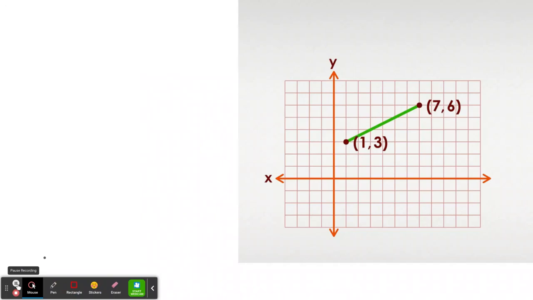Let's do a few others. All right, so why don't you try to get the midpoint and the distance for this line segment? So pause the tape, see what you get. All right, let's get the midpoint first. So what did you get?